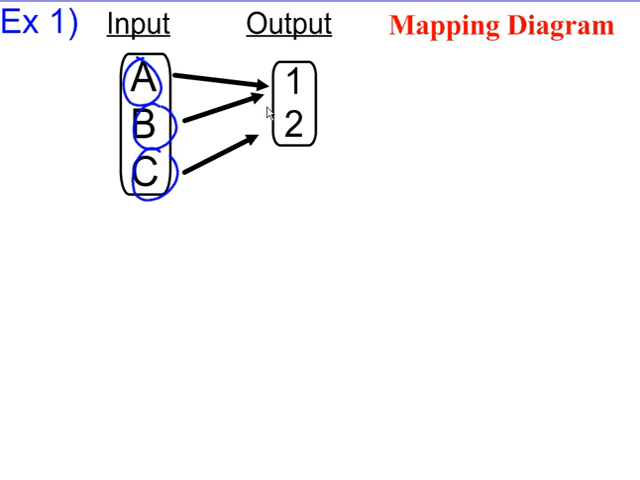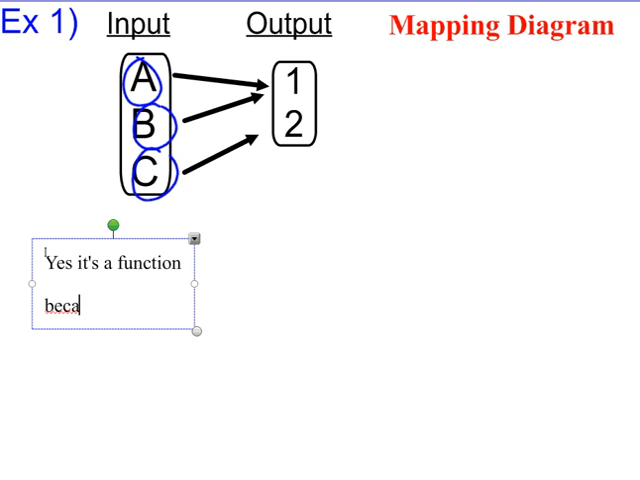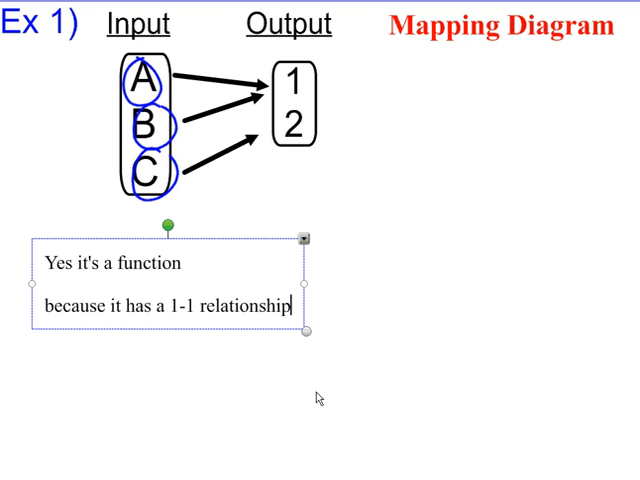Input C, outputs 2. Now, at first we might think that this is not a function because A and B are both going to 1, but they're only having one output. So as long as there's only one output, yes, it's a function. And remember, we have to say why something is a function. It's a function because it has a one-to-one relationship. So we can see that and we know that that's what's going on. Okay? Let's take a look at another one here.